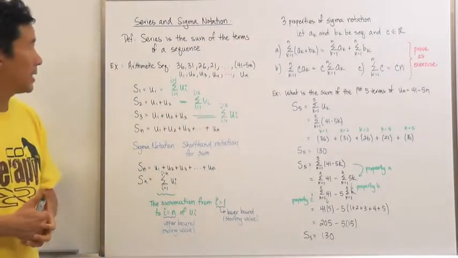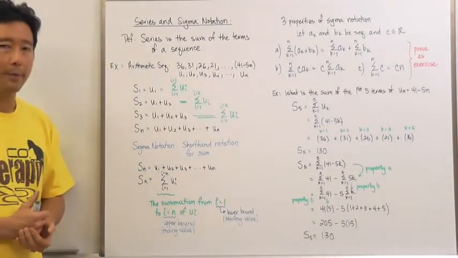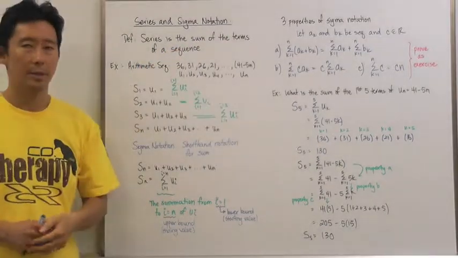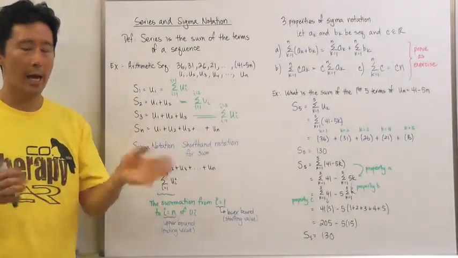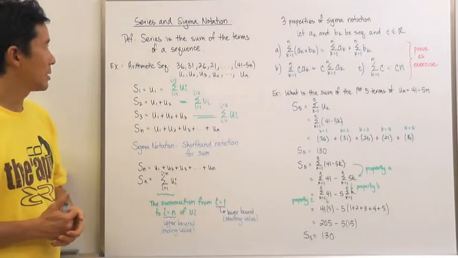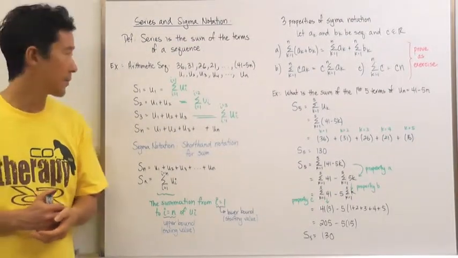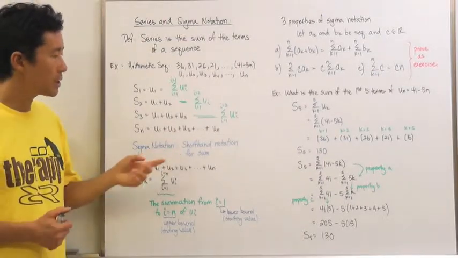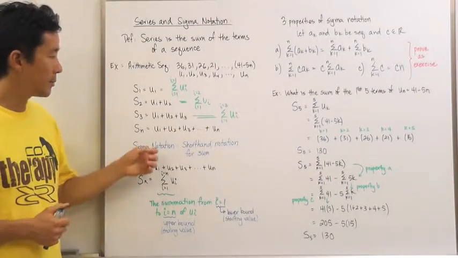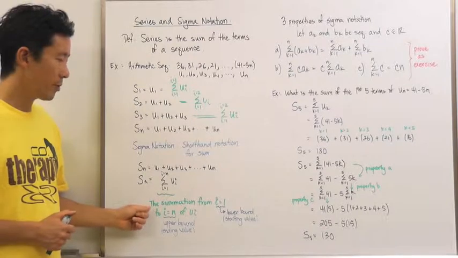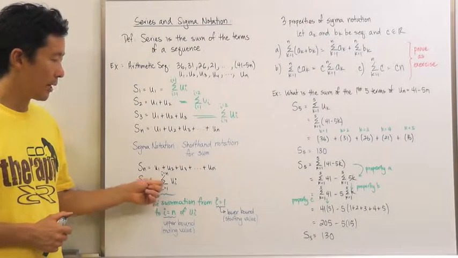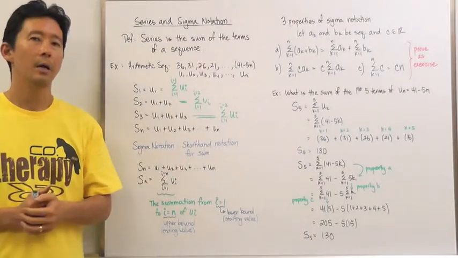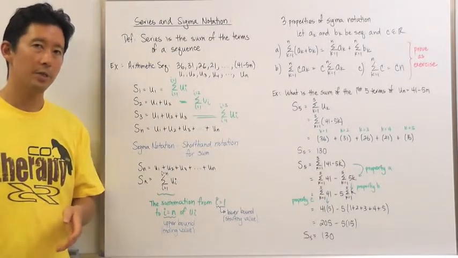Okay, so let's wrap up and summarize. A series is going to be the sum of the terms of a sequence. So we start off with a sequence, and if we add a certain number of terms, then we're talking about a series. In order for us to write the shorthand notation for this series, we're going to use sigma notation, and it's going to be very important that you recognize what the upper and lower bounds are, because that's going to tell you which is the first term of the series and which is the last term of the series.